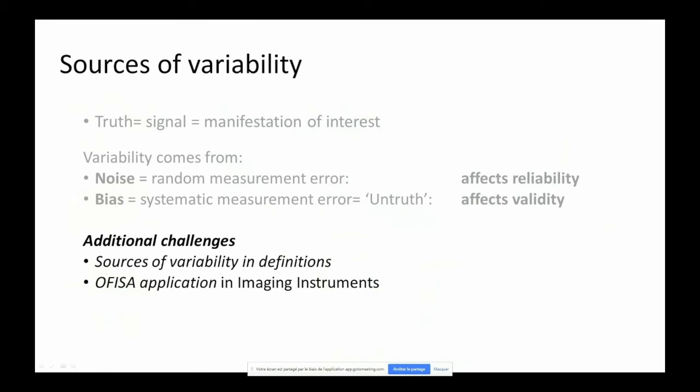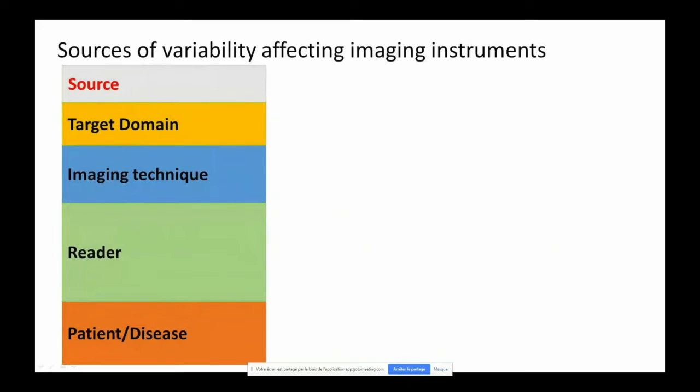So if we think about these sources of variability, we have additional challenges that can be seen as variability sources. For example, the variability in the definitions according to the technique, what we call the theoretical definitions and the operational definition, and the way in which OFISA is applied to imaging instruments, to be sure that we apply OFISA in the right way.